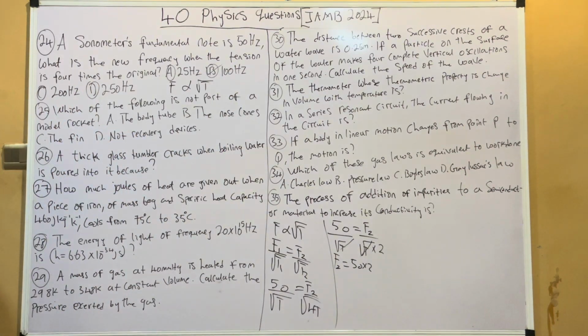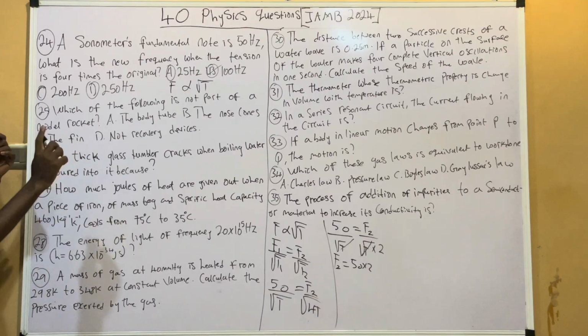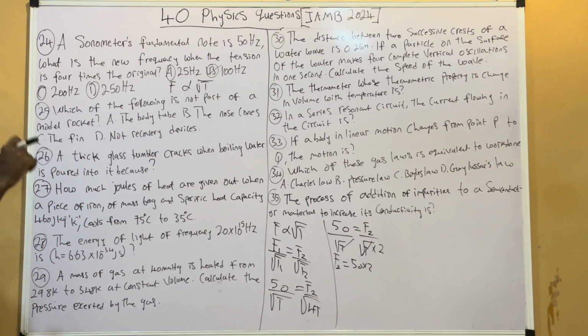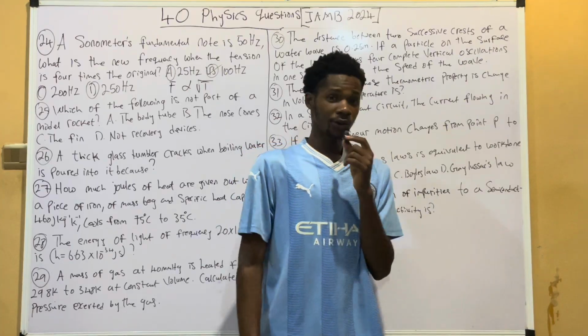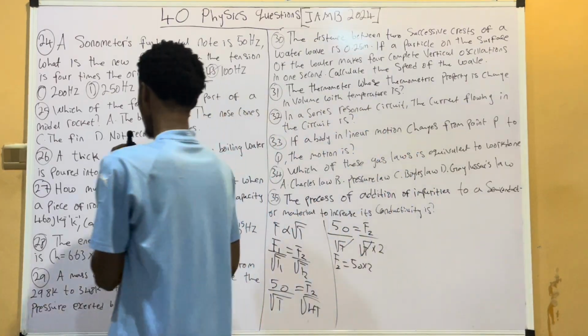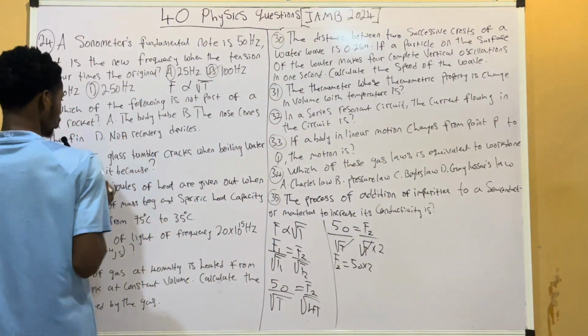Now we look at question 25. The question says, which of the following is not part of a model rocket? Option A, the body tube. Option B, the nose cone. Option C, the fins. And option D says non-recovery device.